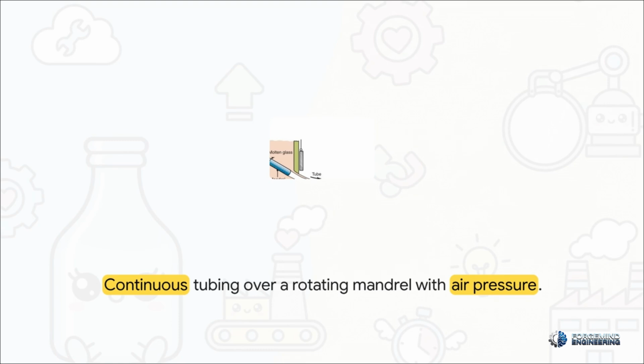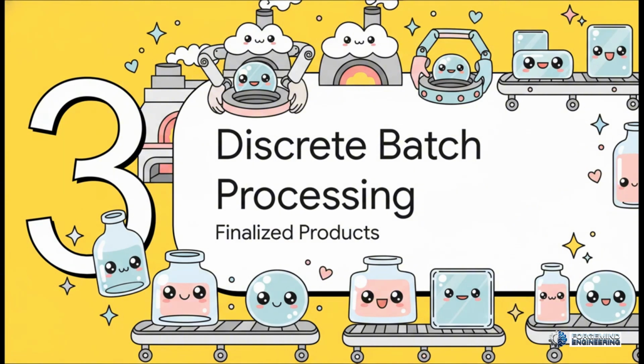This air pressure is completely critical. It prevents the molten glass walls from collapsing inward during extrusion, which is exactly how we manage to hit incredibly tight tolerances on continuous tubing at massive scale. Section 3, Discrete Batch Processing.